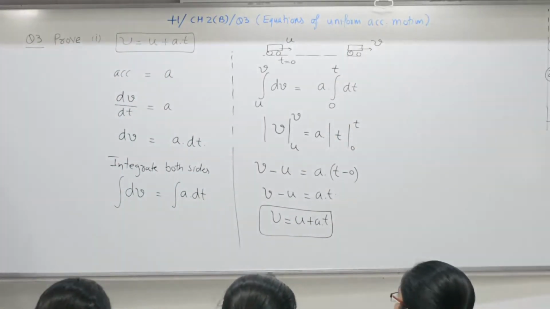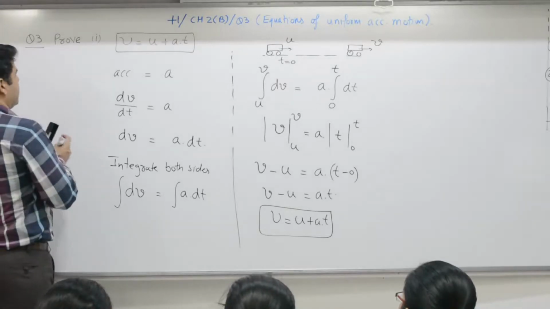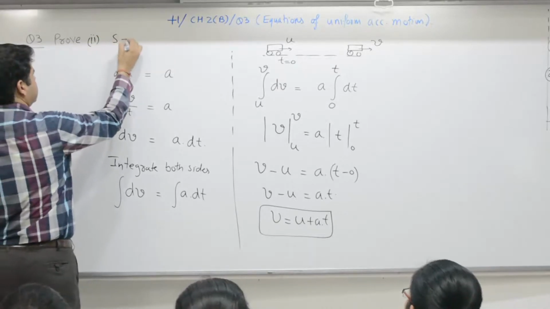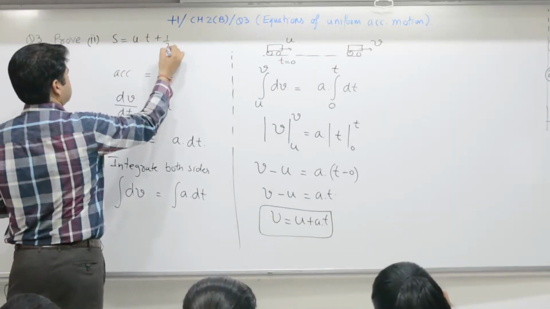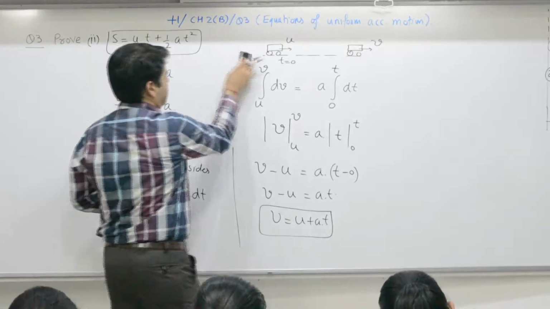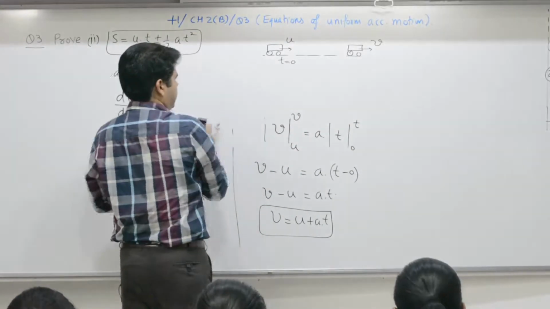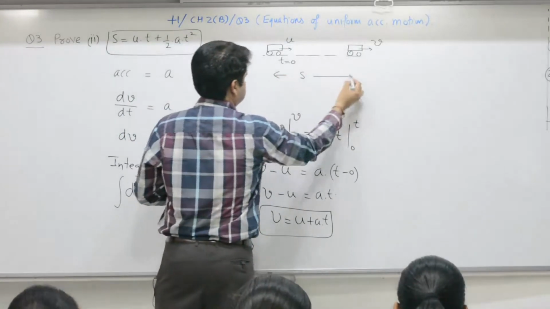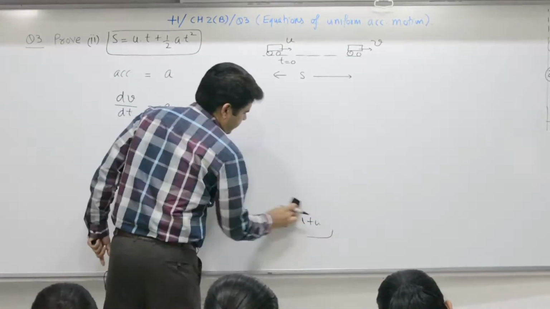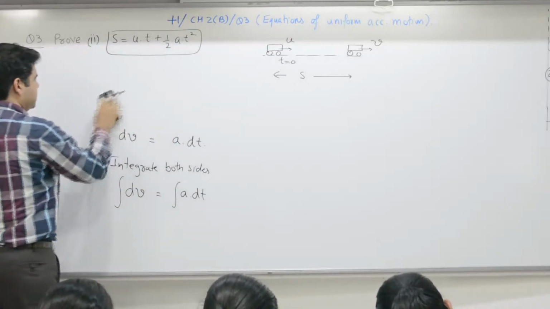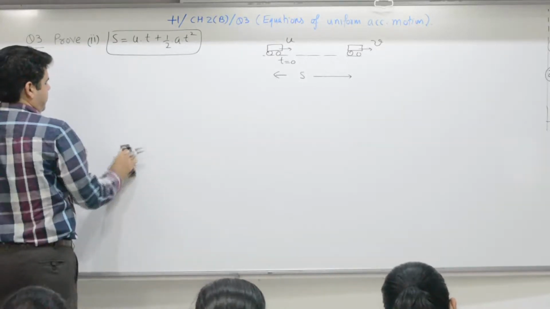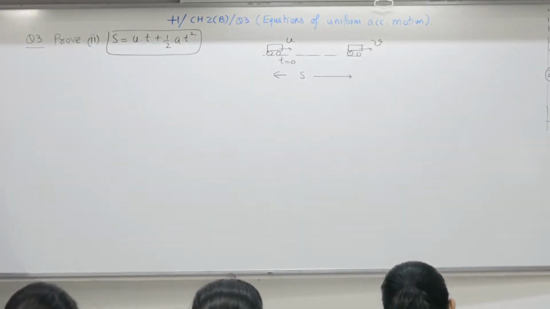This is the first equation. Second part, s is equal to ut plus half at square. S is what? S is distance covered. Displacement, you can say. If you have vector analysis, it is displacement. So s is equal to ut plus half at square. This is what you want to prove.